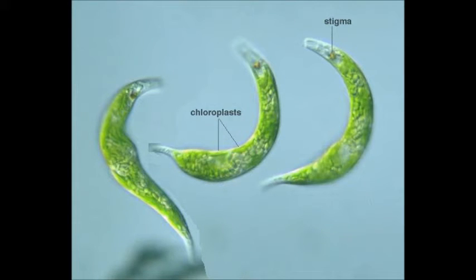Protists are single-celled eukaryotic organisms. Plants actually evolved from autotrophic protists. An example of this is Euglena.